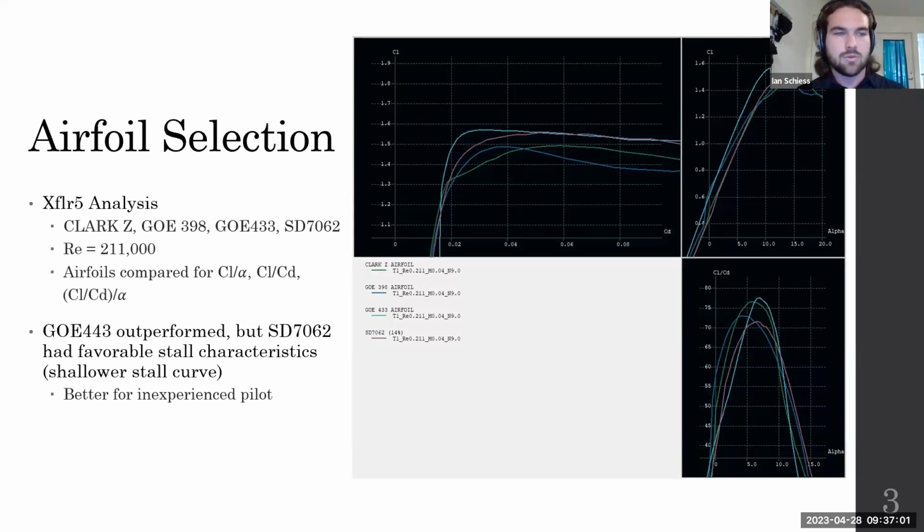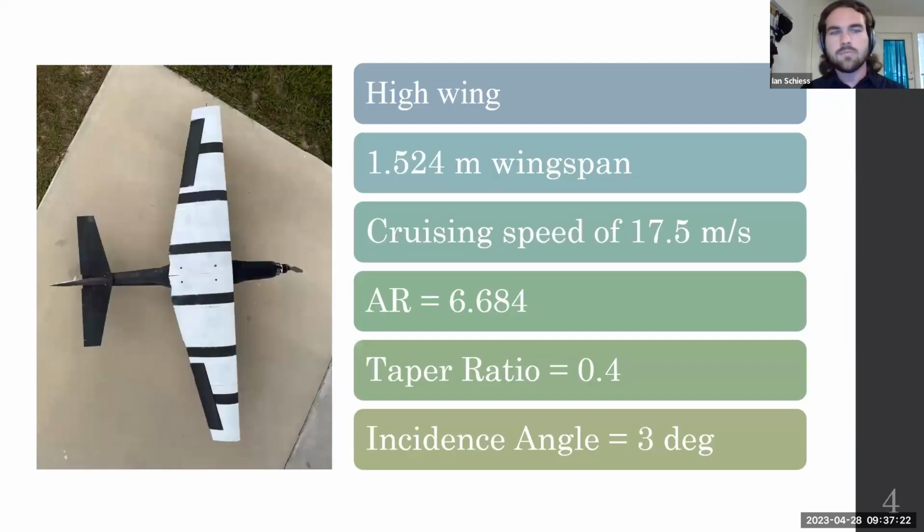As far as those go, the GOE 443 outperformed the other airfoils in lift slope and efficiency, but the SD7062 had a large advantage in stall characteristics, which is better for an inexperienced pilot because you don't want a plane to be stalling all of a sudden on a first prototype. So we can move on to our overall wing design.